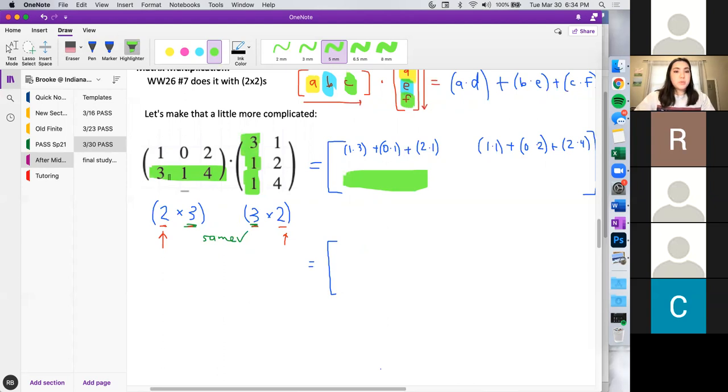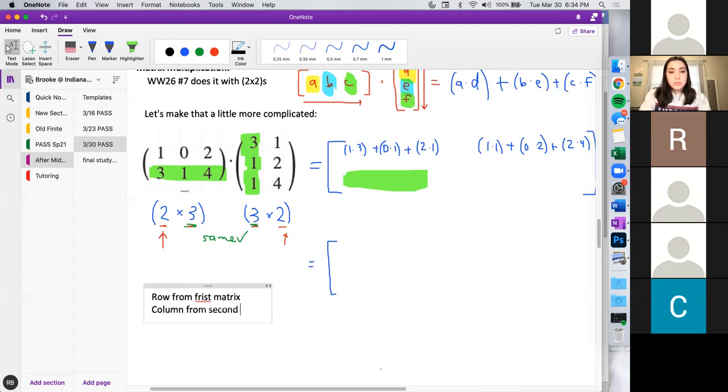So you get your row from the first matrix, and you get your column from the second matrix. So if you're someone that likes words written out, you can write that down. I'm sure you can write it better than I'm going to type right now, but row from first matrix, column from second matrix, and then the rest of the steps.